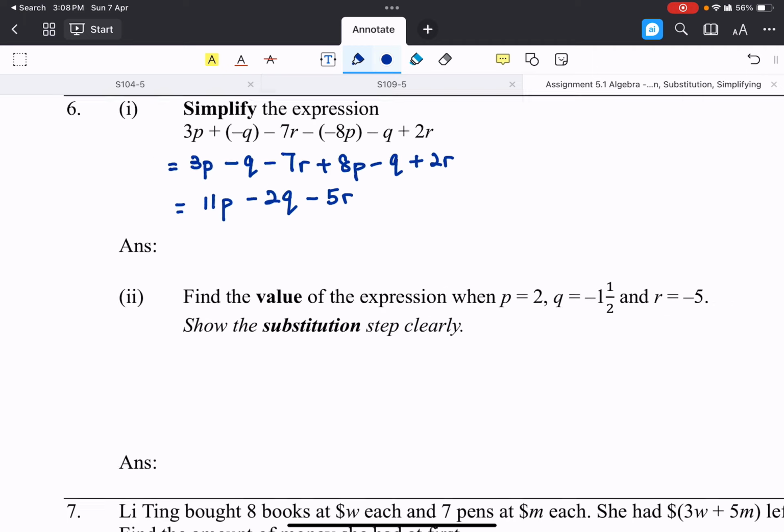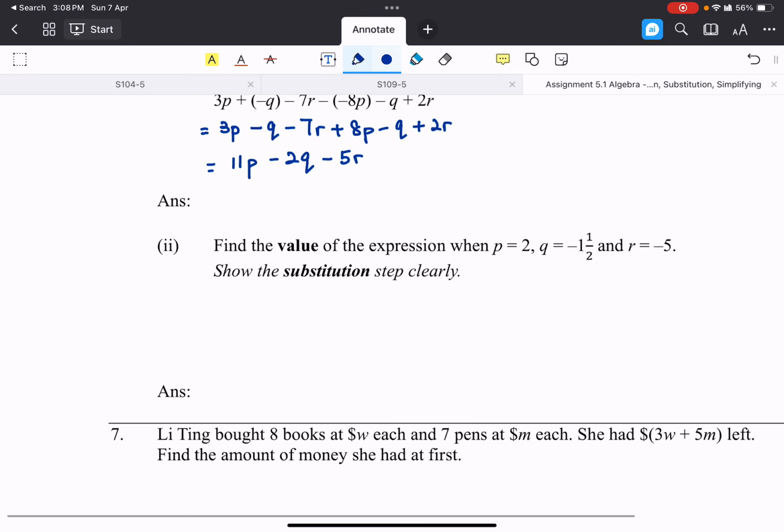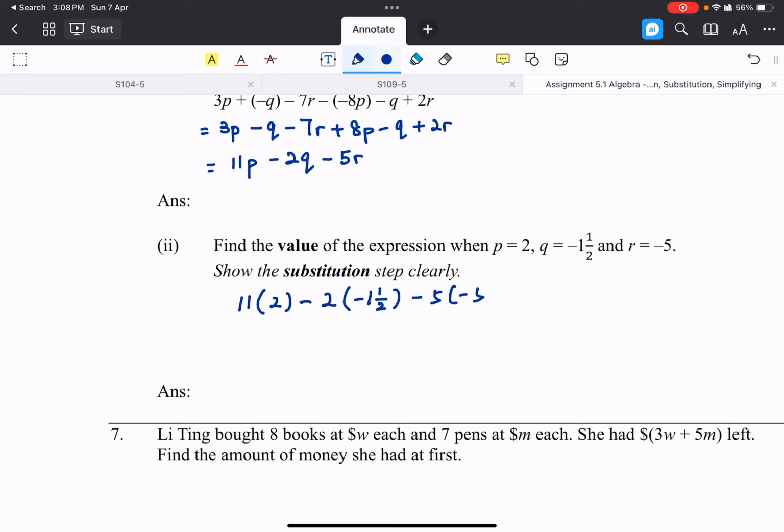Okay, part 2. Find the value now when we replace the p, q, and r with the values that are shown. So the value now we have 11, and then we're going to plug p in. P is 2, minus 2, let's put q in. Q is negative 1.5, minus 5, r is negative 5. So that is a substitution. Please substitute with brackets. So simplify now.